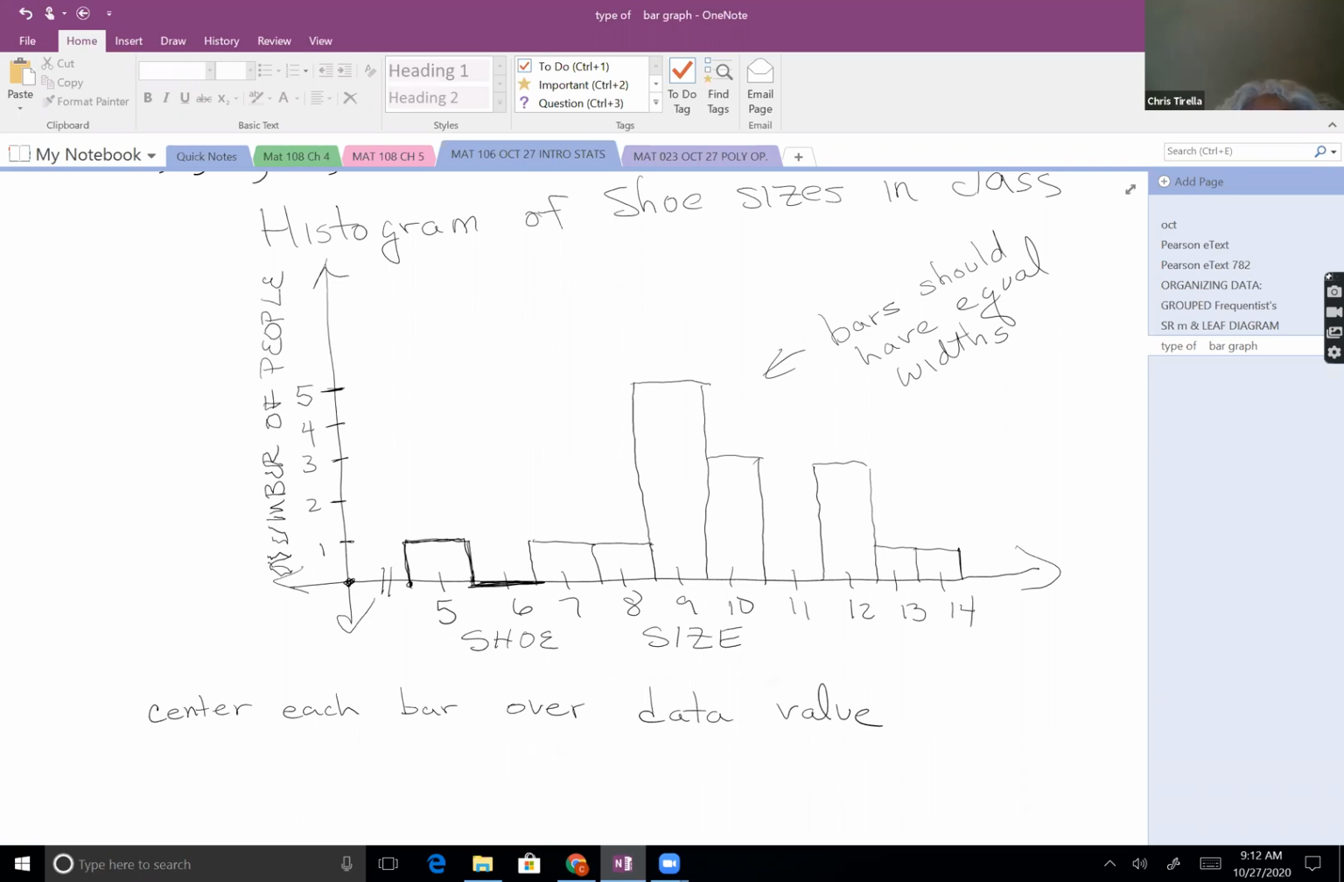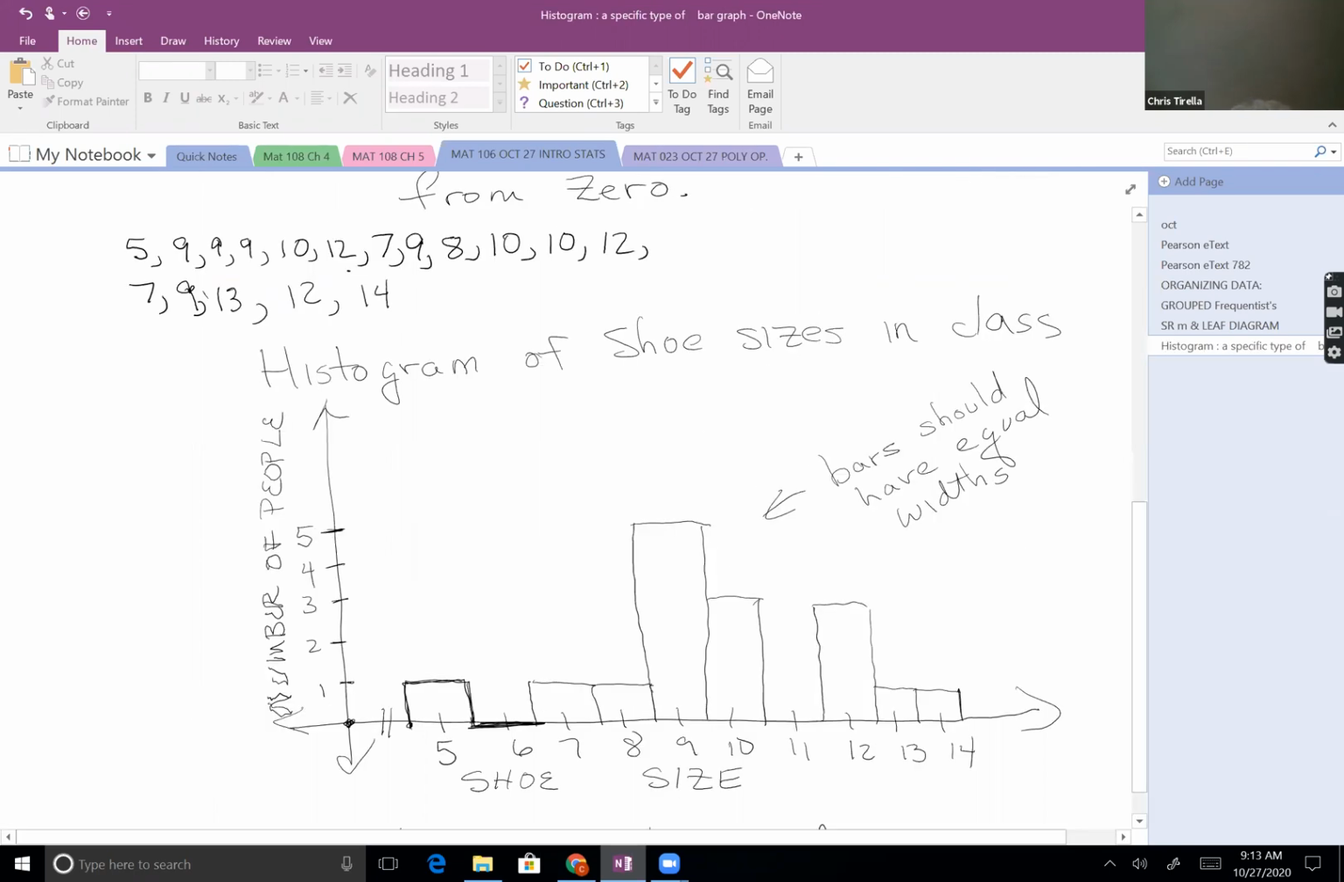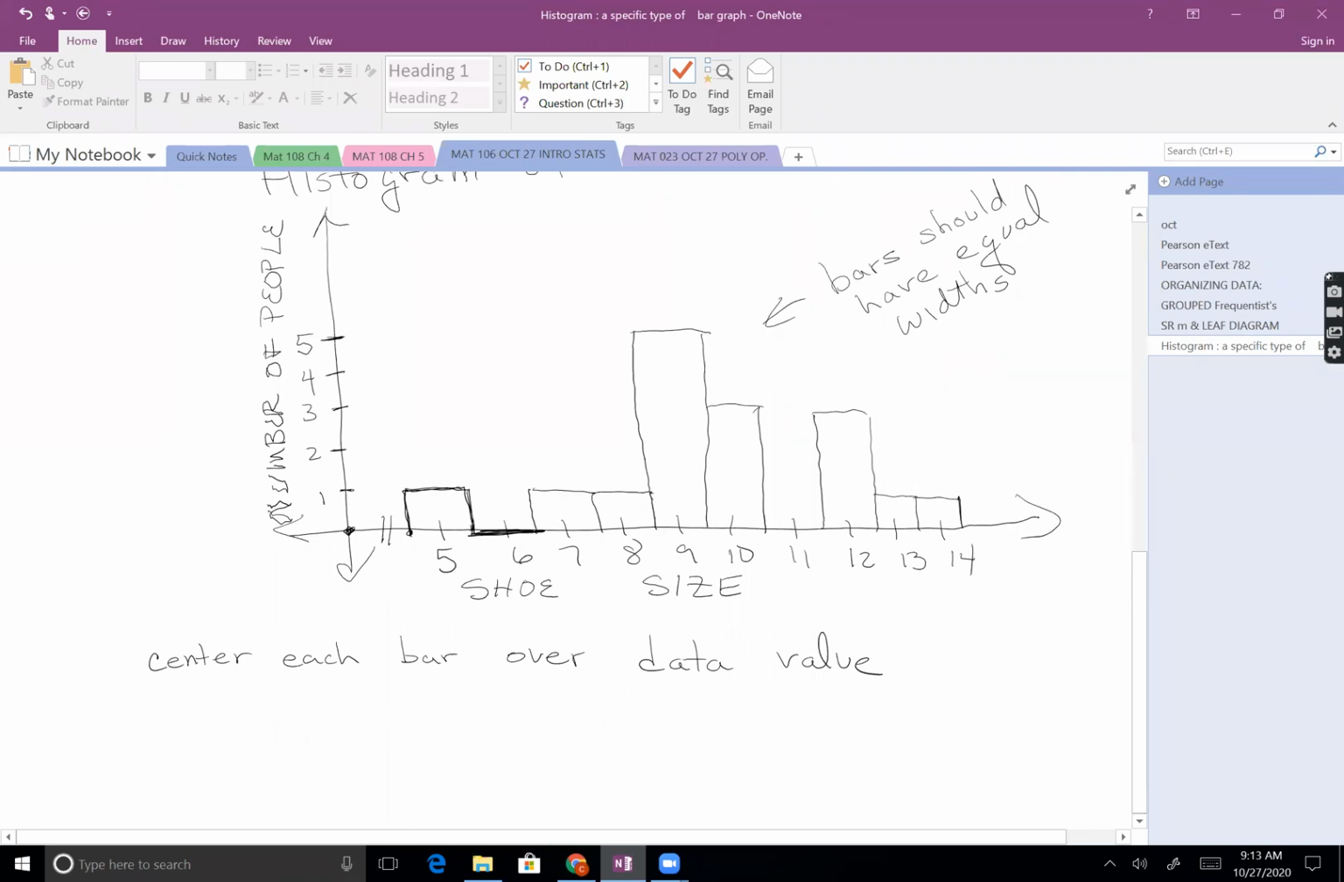What do you folks think of making a histogram? And if you were given this histogram, could you work backwards from the histogram and generate a list of data? Is it easier to look at the histogram and see what's going on than it is to just look at that list of numbers?